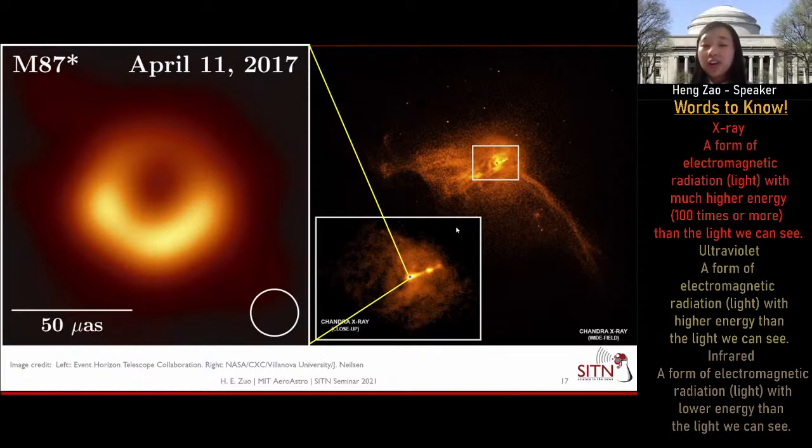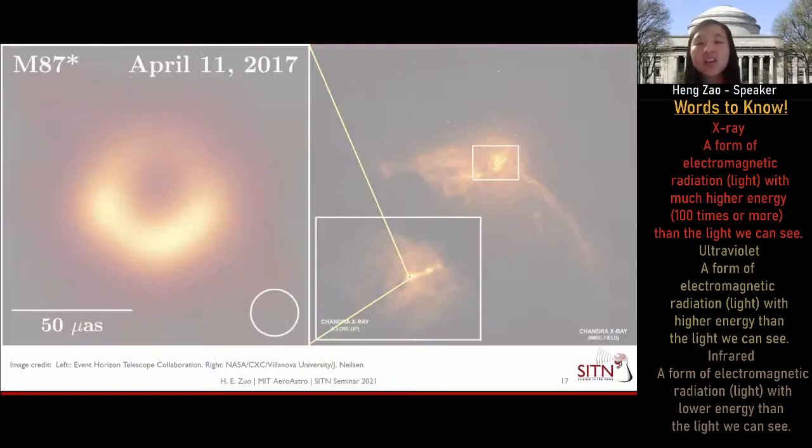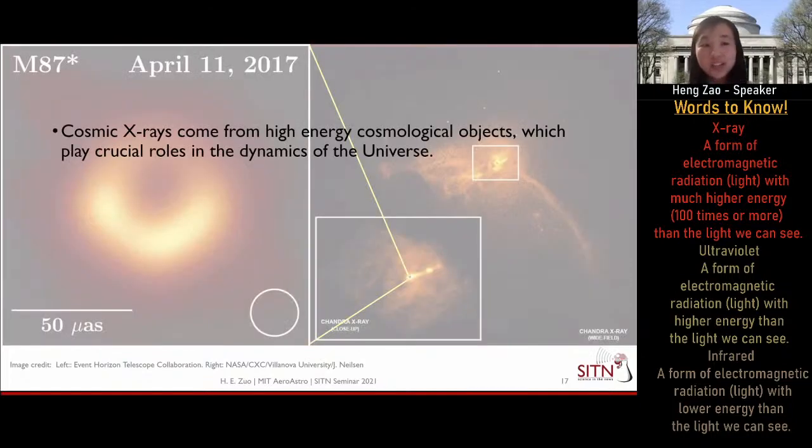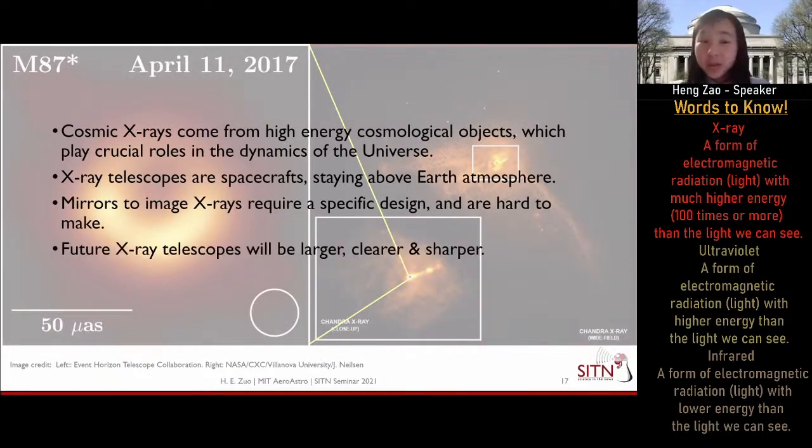So for future X-ray telescopes, we're trying to look at clearer images of this. And those are very important for understanding how the universe works, and how the death of very heavy stars happens, how supermassive black holes are formed, these kinds of questions. So in summary, cosmic X-rays come from very high energy objects. They play a very crucial role in the dynamics of the universe.